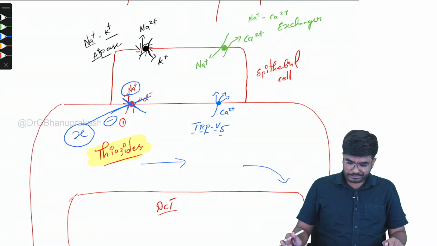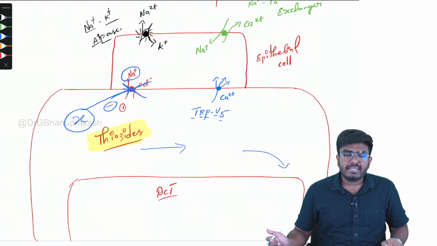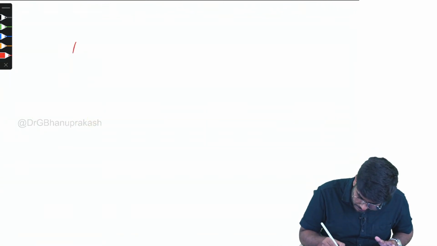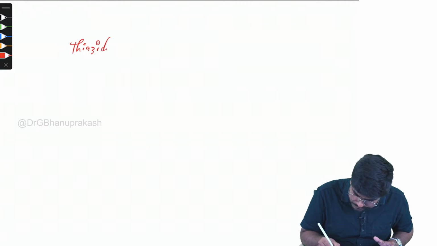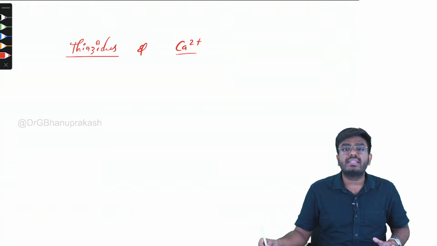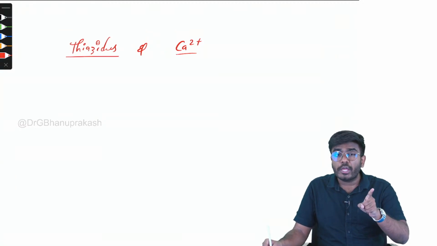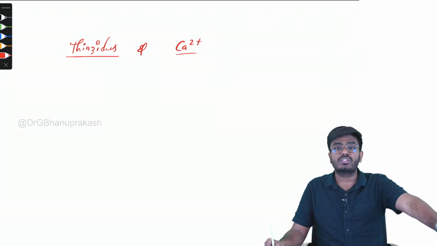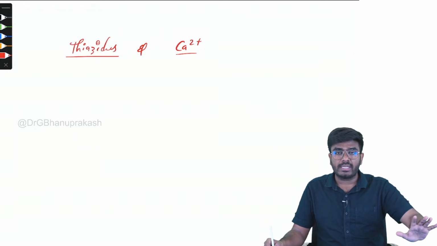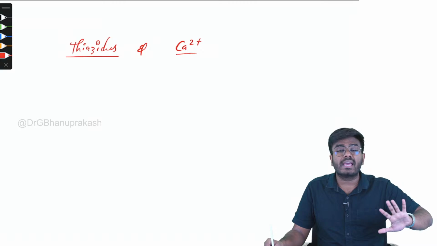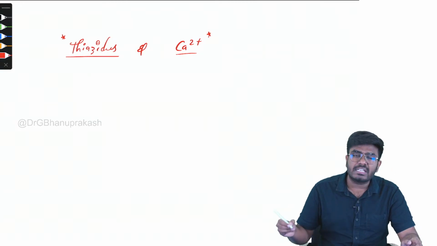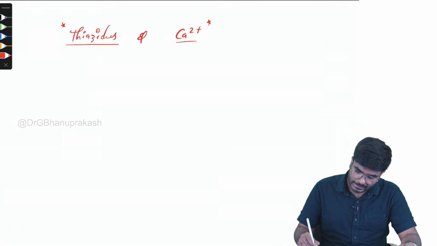Okay. Now, if you use thiazide diuretics, what happens to calcium reabsorption? This is a very important pathology concept. Thiazides and calcium. What is the relationship between thiazides and calcium? I have already taught you that if you use loop diuretics, calcium is lost from the body. Loop diuretics loop out the calcium from the body. If you use furosemide or bumetanide, they will take out the calcium from the body. Already we have discussed this. Now, what is the relationship between thiazides and calcium?